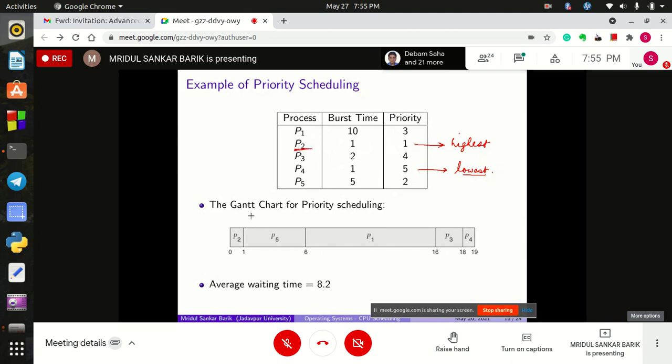Process P2 would be scheduled for how much time? For the time that it requires. Its burst length is 1, so it will be scheduled for 1 time unit. At time 1, among the remaining processes, which one has the highest priority? This is process P5, right? Process P5 will be scheduled for 5 time units from time 1 to time 6. Then at time 6, among the remaining processes, which has the highest priority? It is process P1. Process P1 will be scheduled for 10 time units, followed by process P3, whose priority is next, 4, and then followed by process P4.